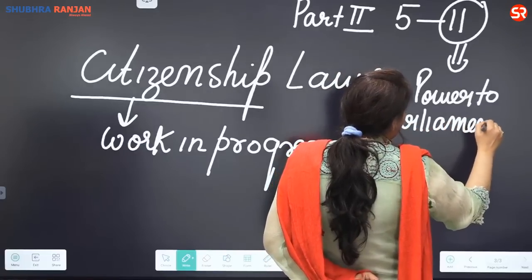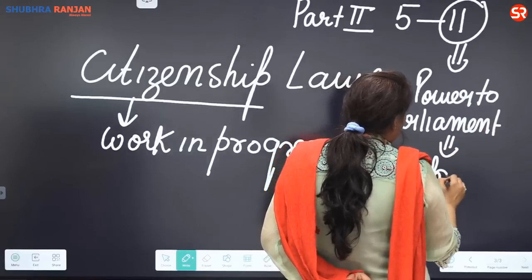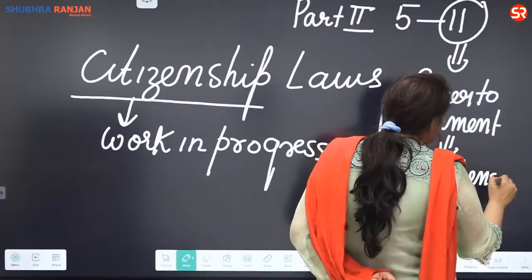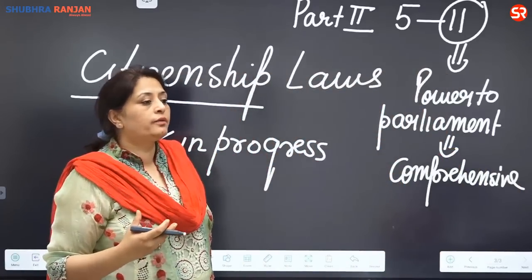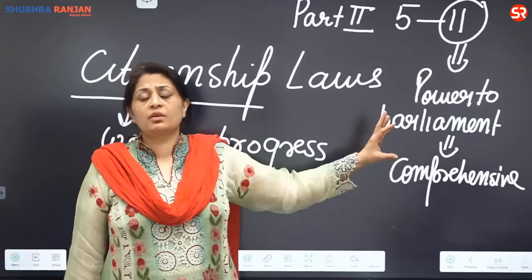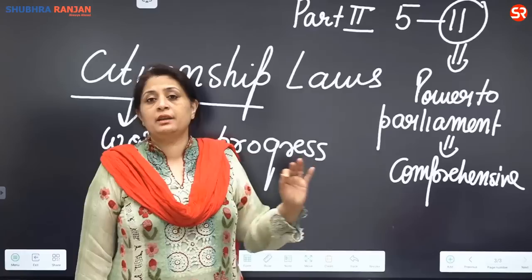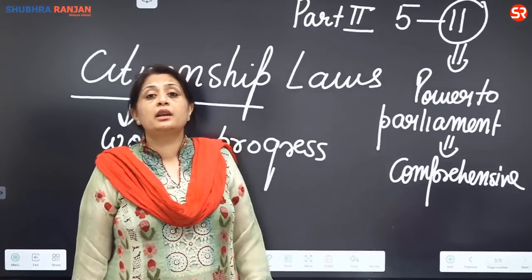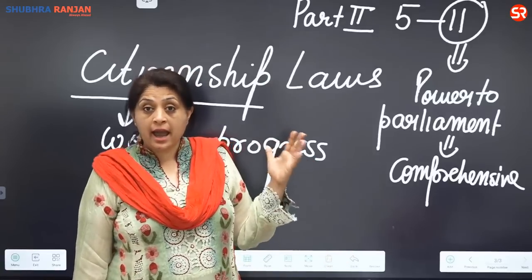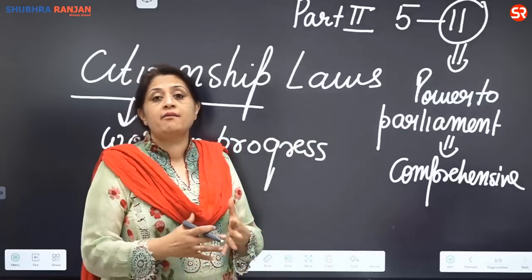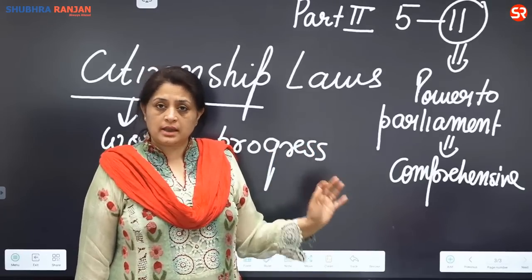And these are very comprehensive powers actually. If you read this article, the article says, notwithstanding anything or any provision of this part, even whatever constitutional provisions the Constituent Assembly has mentioned in 5, 6, 7, 8, it is written as notwithstanding that. Means Parliament has comprehensive powers as far as the citizenship laws are concerned.